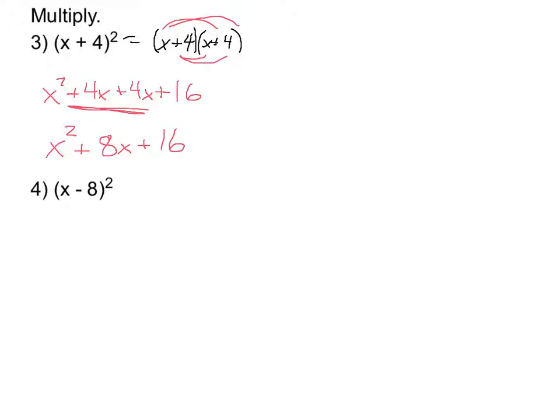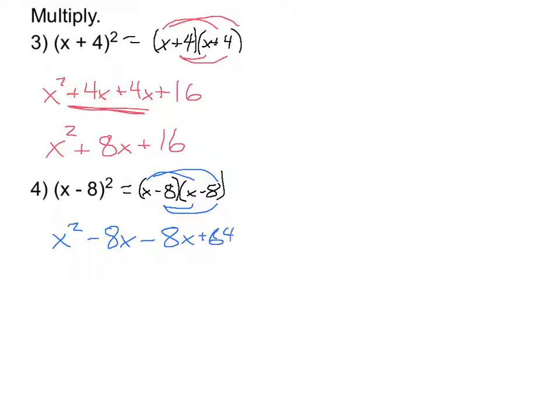Okay, and then the same thing for number 4. X minus 8 quantity squared means you take x minus 8 times itself, x minus 8. So let's distribute here, x to both parts, and negative 8 to both parts. And again, notice that your middle terms are the exact same. This is not a coincidence. It's going to happen every time. So you have x squared, negative 8x minus 8 more x gets me negative 16x's and plus 64.